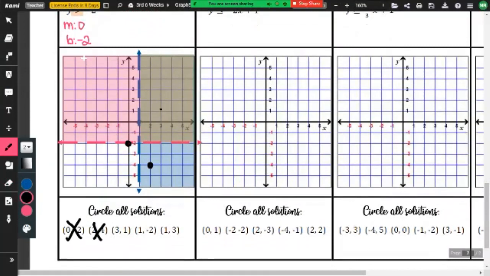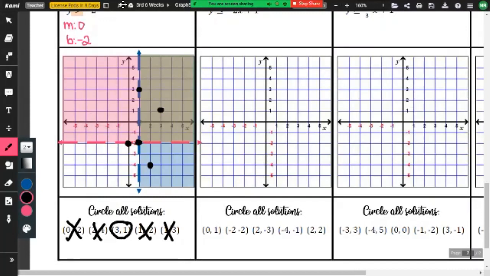3, 1 is right here. Yes, that is a solution. 1, -2 crosses with both dotted lines, not a solution. And then 1, 3. 1, 3 is right here. It lands on a dotted line, so not a solution.